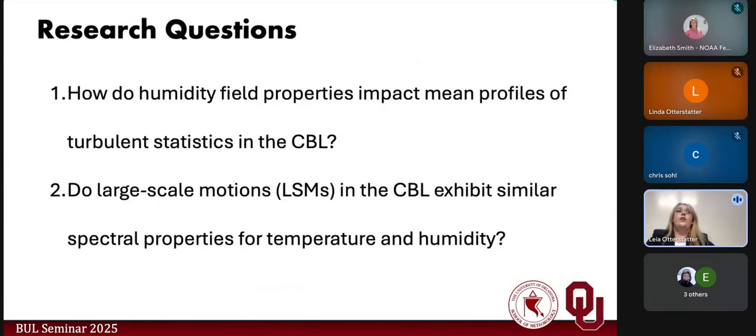So our research questions that we are investigating, the first is, how do humidity field properties impact mean profiles of turbulent statistics within the CBL? And second, do large-scale motions in the CBL exhibit similar spectral properties for temperature as well as humidity?